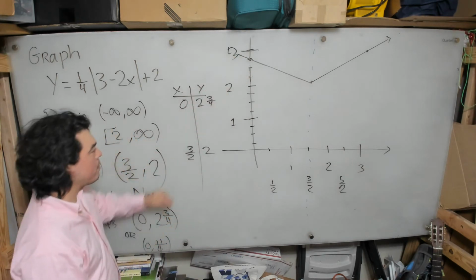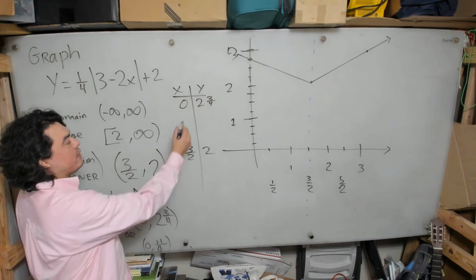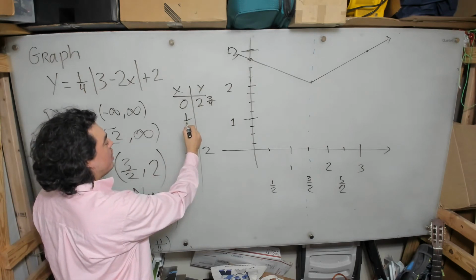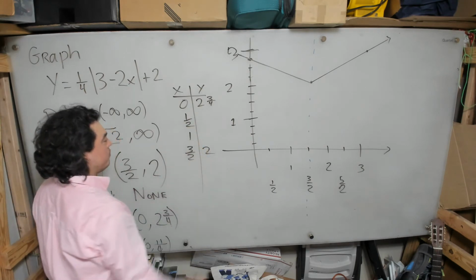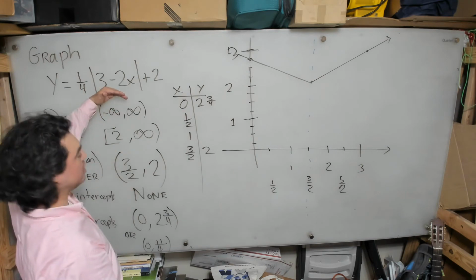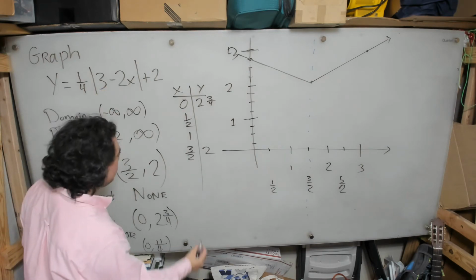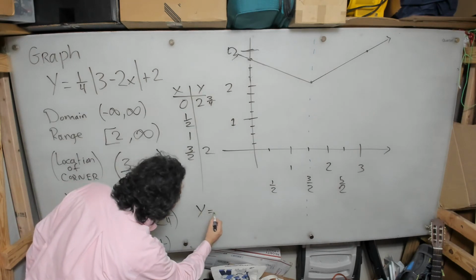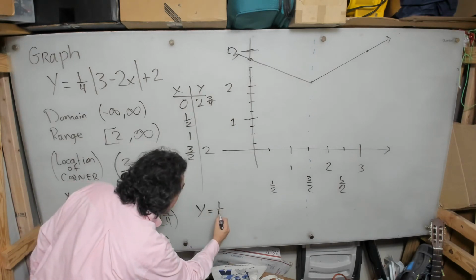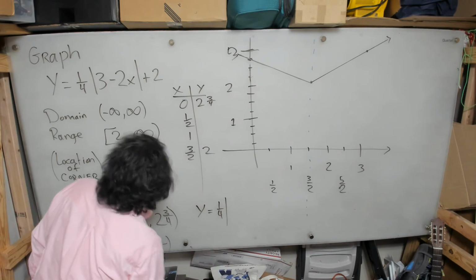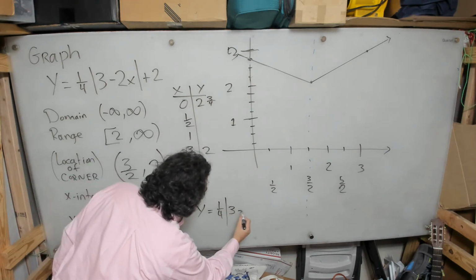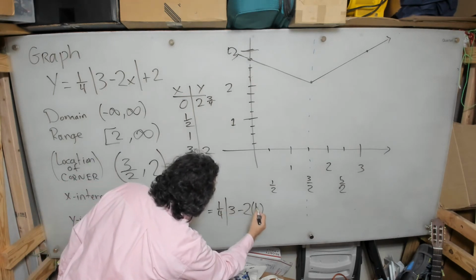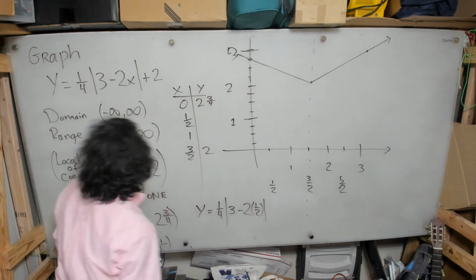Okay. Now we said, for the purposes of discussion, that we want to know the value at 1/2 and the value at 1. So I can plug those into this expression here. Let me do that here. Let's first calculate at 1/2. So y equals 1/4 times the absolute value of 3 minus 2 times 1/2, plus 2.